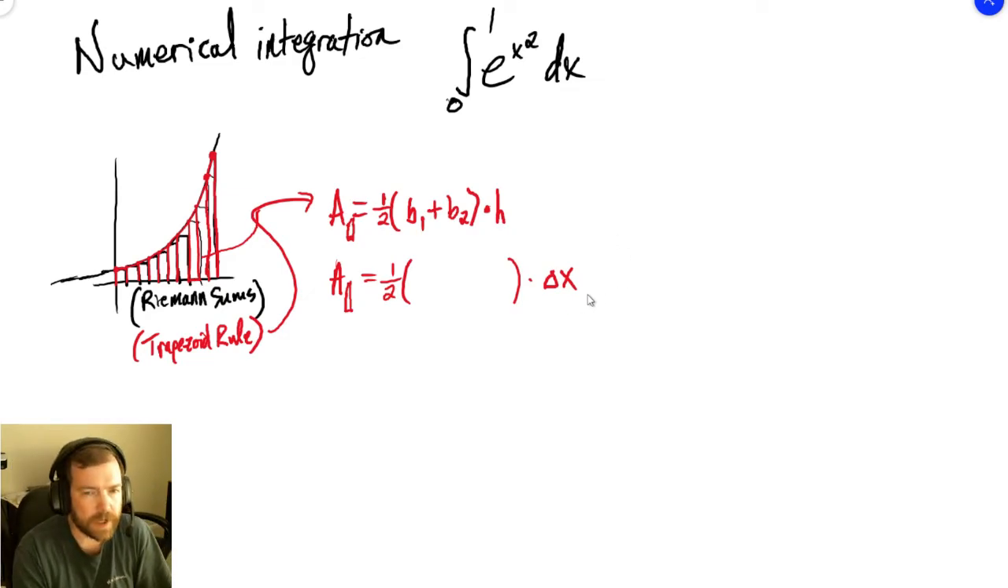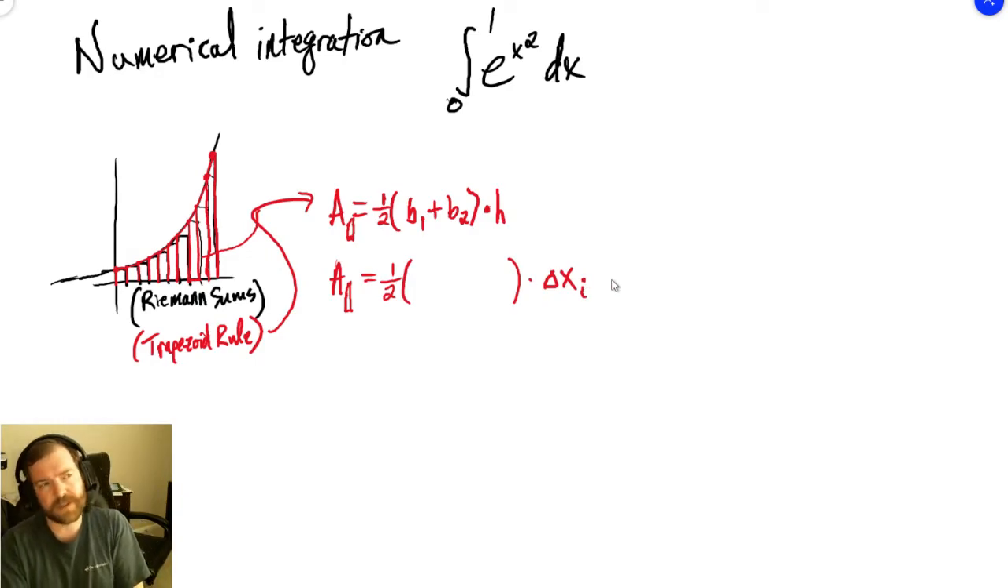In theory, we could have delta x's that are of varying sizes. I did talk about this last time when we were talking about sums and using delta x for basically Riemann sums. You could use a variable delta x sub i to represent any number of potentially differing sizes.